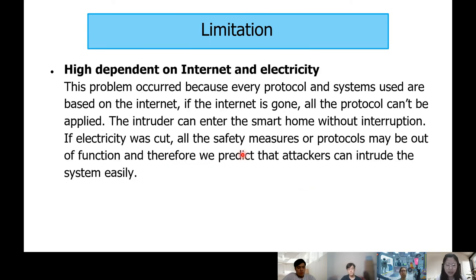The last one is that the smart home system is highly dependent on the internet and electricity. This problem occurs because every protocol and system is used based on the internet. If the internet is cut off or gone, then none of the protocols can be applied, so the intruder can enter the smart home system without interruption. If electricity is cut, all the safety measures or protocols may be out of function, and therefore we predict that attackers can intrude into the system easily.